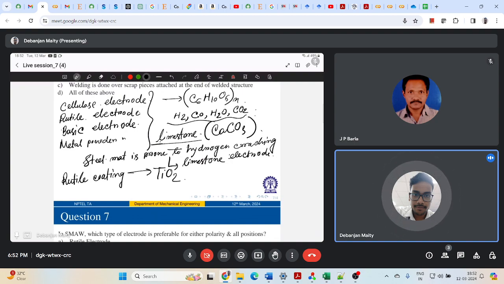Titanium oxide basically promotes ignition and smoother operation, and spatter will be less with titanium oxide. Because of rutile and the ionizers in the coating, those electrodes can be used with both polarities, straight and reverse. We can use rutile electrodes, and they are specially suitable for fillet welding. So those are some characteristics of rutile electrodes.